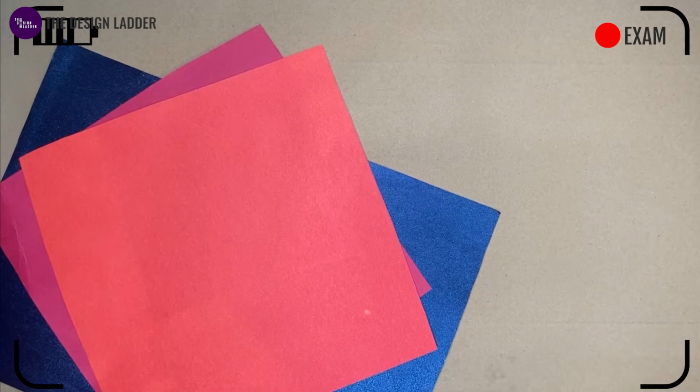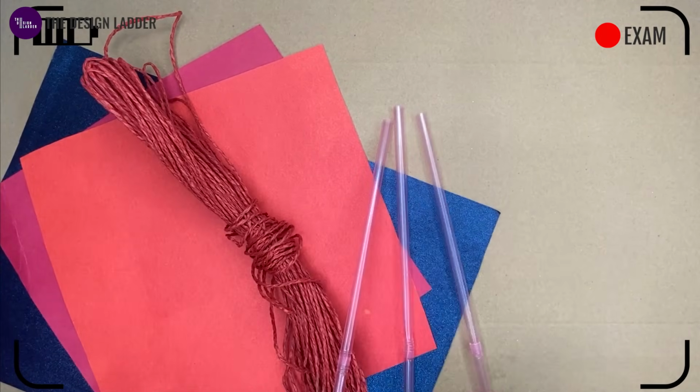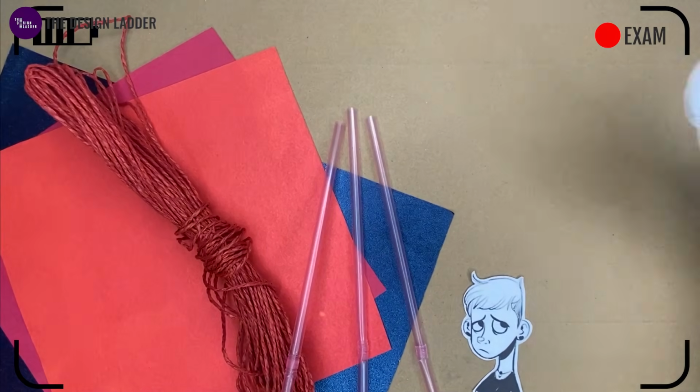Some colored papers, some wires, 3 straws. Using them, depict dowry?